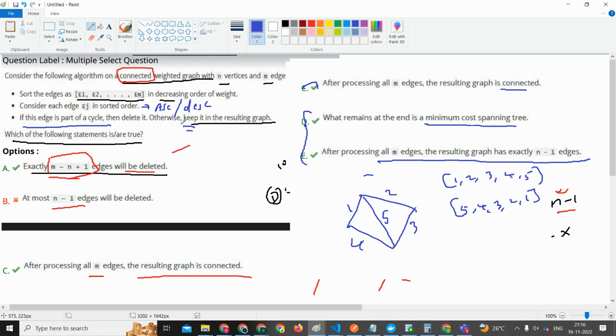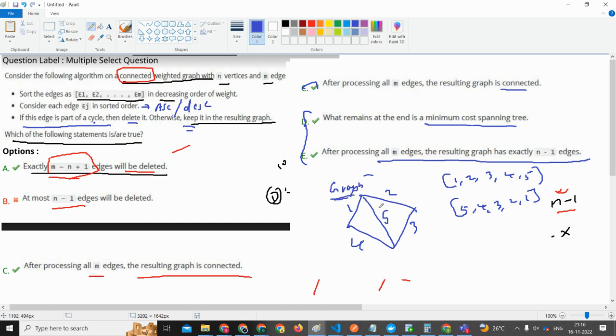Okay, I think this is actually right. When you said this, I had the realization. See, it is in decreasing order of weight, and I'm taking the biggest one first and asking, should I delete it or not? Now, when will the biggest one be in the graph? Right now the entire graph is connected, right?